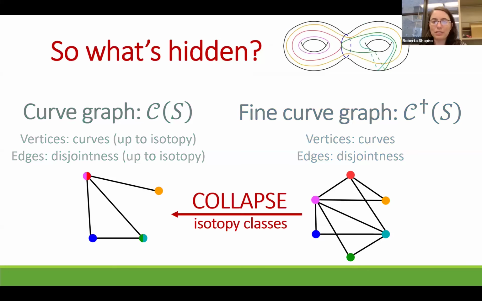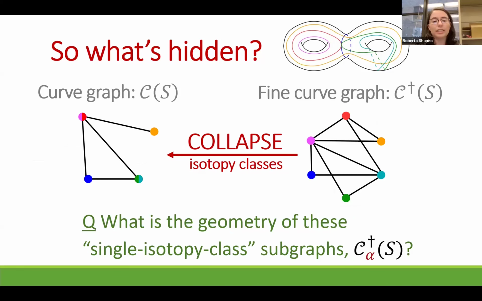But when we go from the fine curve graph to the curve graph, we hide some information. In particular, to get from the fine curve graph to the curve graph, we collapse subgraphs corresponding to isotopy classes to entire isotopy classes. And so we might want to know more about these subgraphs that we're collapsing. So one question that we could ask is, what is the geometry of these single isotopy class subgraphs? We're going to denote them C-dagger with a subscript alpha, where alpha corresponds to the isotopy class we're concerned with. So it's a curve, and we're looking at the subgraph induced by its isotopy class.